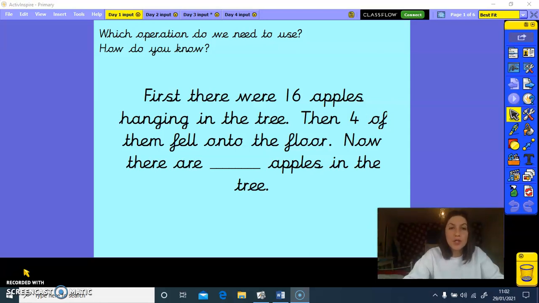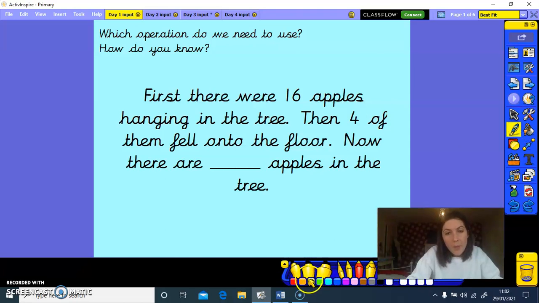So which operation do we need to use? Addition, subtraction, multiplication, or division? What do you think? It is subtraction, isn't it? And I'm going to highlight the words that help give that away. First, there were 16. Then 4 of them fell onto the floor.